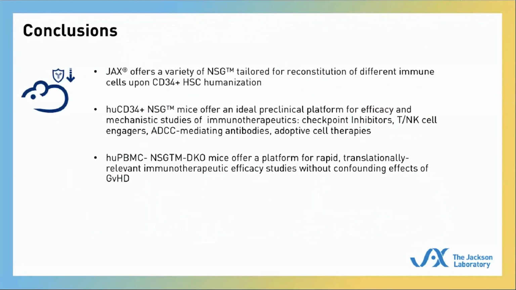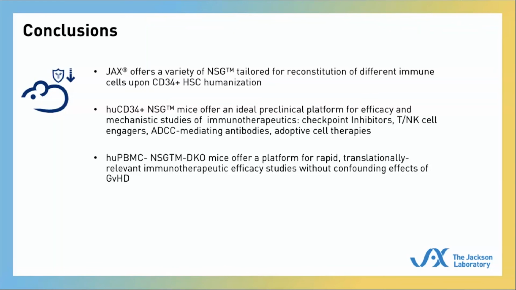So just wrapping up, I know it's been a lot of data and a relatively wide overview across the humanized platforms. But really, in summary, with 3 main points, JAX offers a variety of NSG variants, which upon humanization with hematopoietic stem cells permit the reconstitution of different immune cells, so NK cells, B cells, T cells, myeloid cells, really depends on your cell of interest.